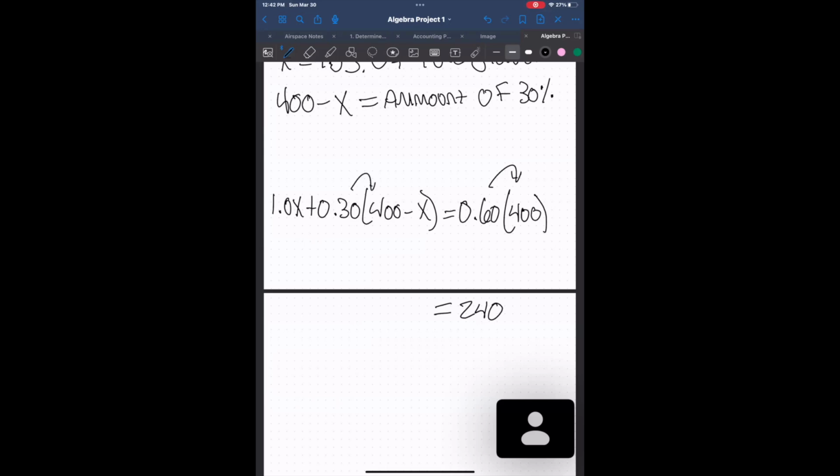Then we're going to bring these other ones in. 1.0x plus 120 minus, sorry, minus 0.30x is equal to 240. Okay, and we're going to combine our like terms.